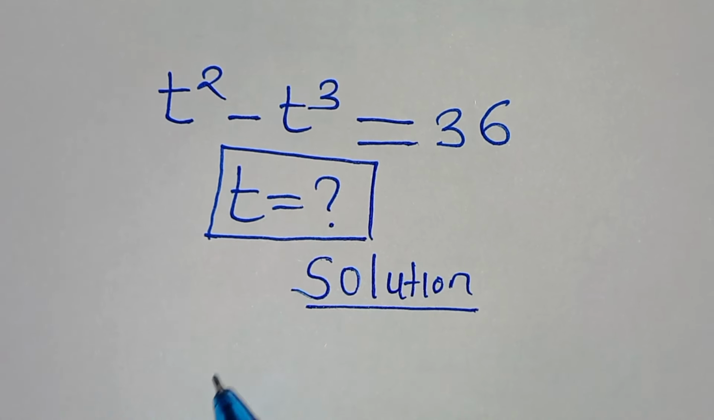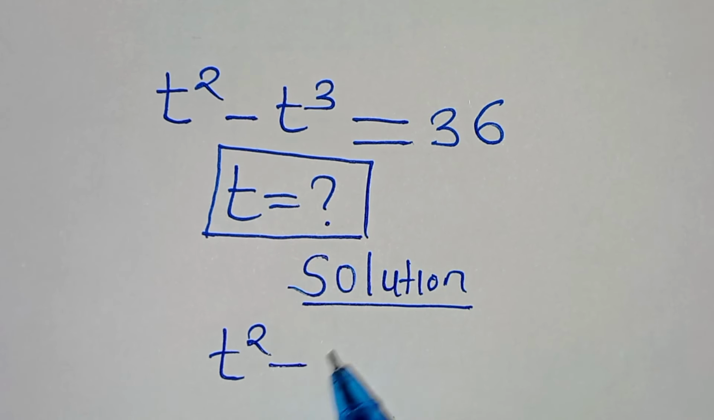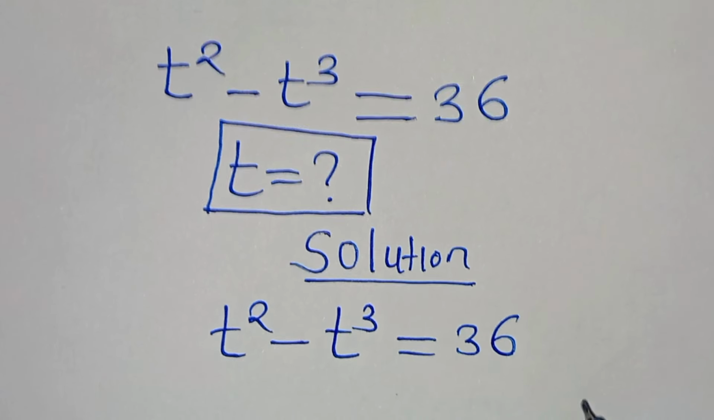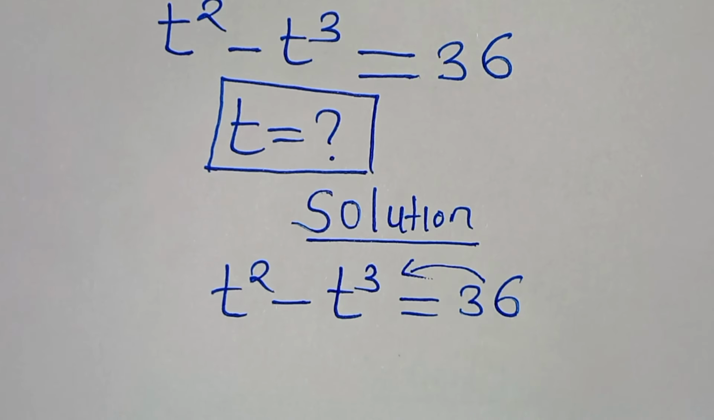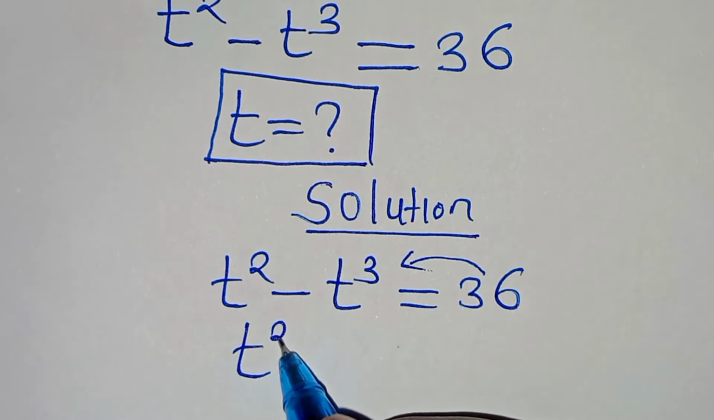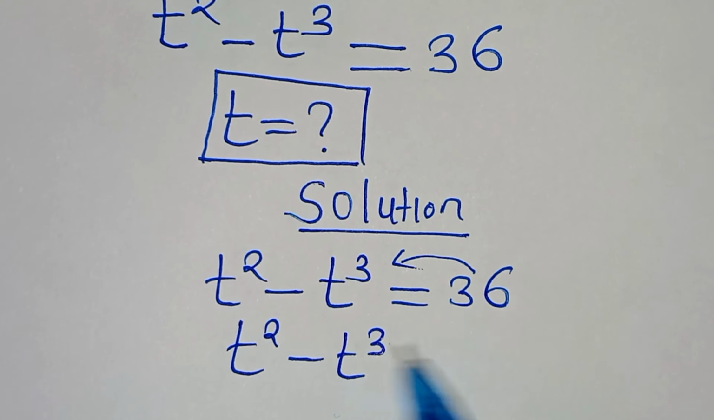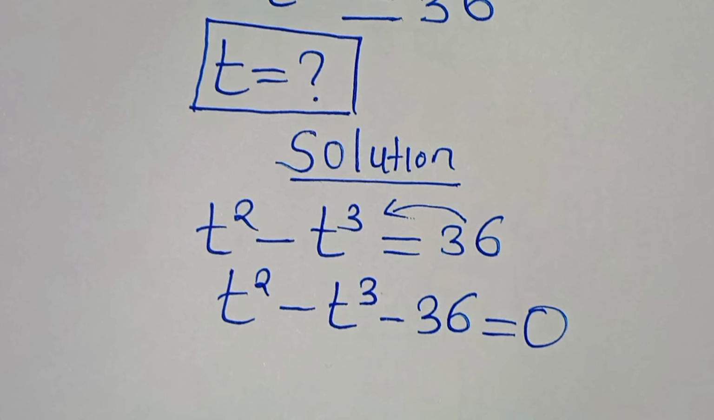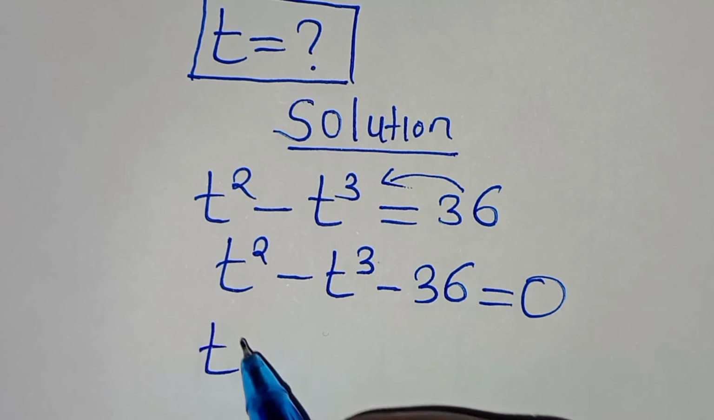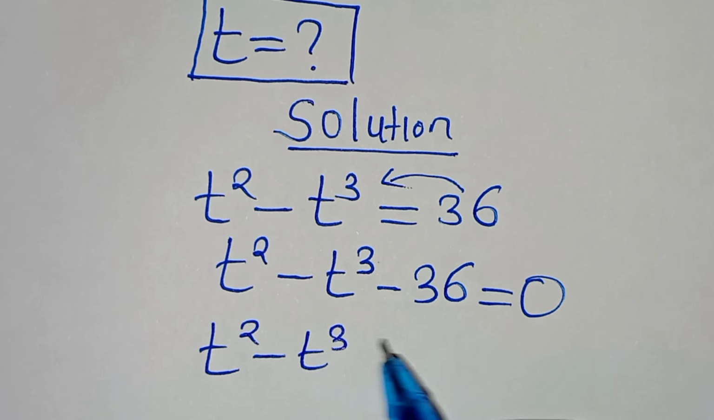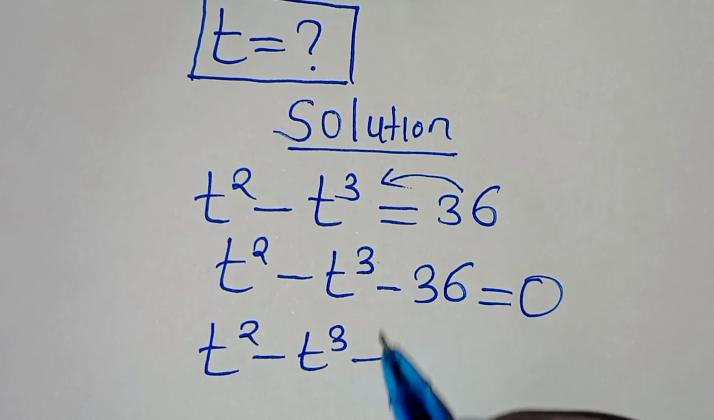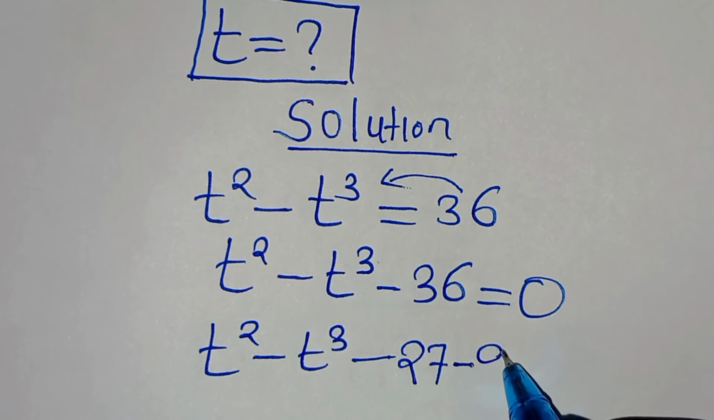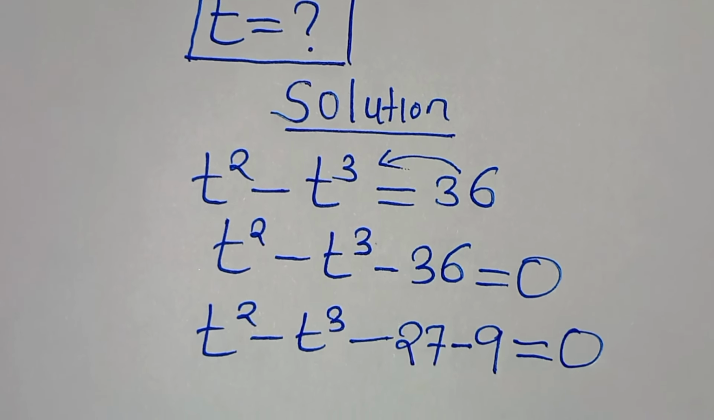So we have t squared minus t to the power of 3. This is equal to 36. So let's take 36 to the left-hand side so that we have t squared minus t to the power of 3 minus 36. This is equal to 0. Now, this is t squared minus t to the power of 3 minus 36, which is the same thing as minus 27 minus 9. This is equal to 0.